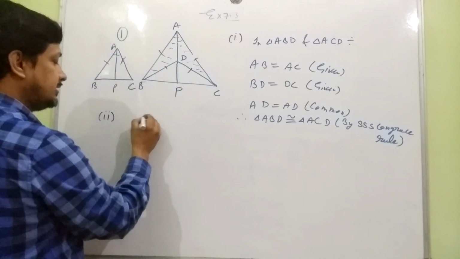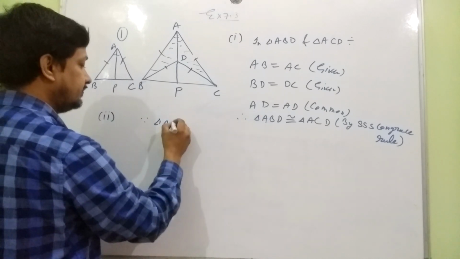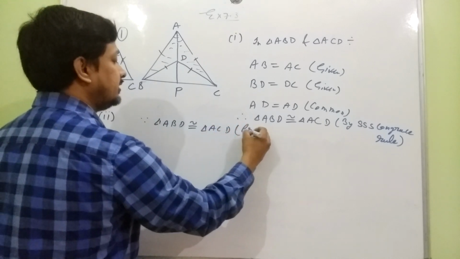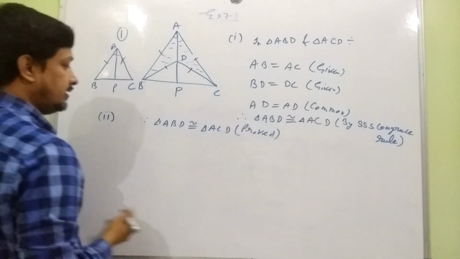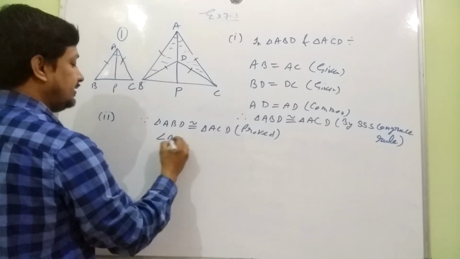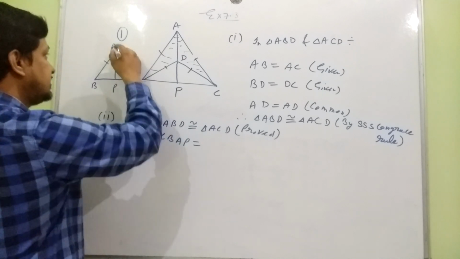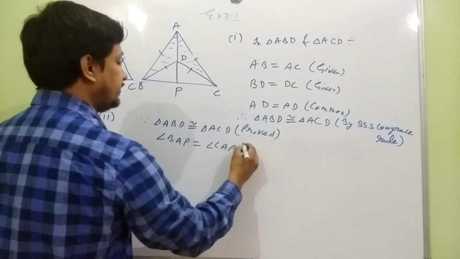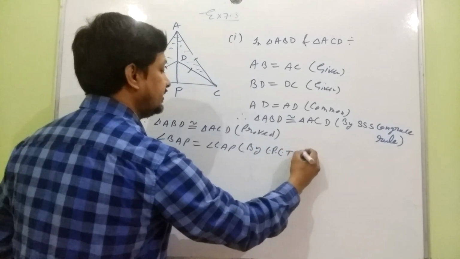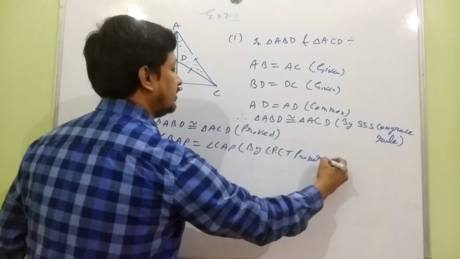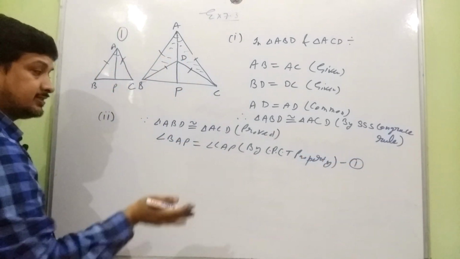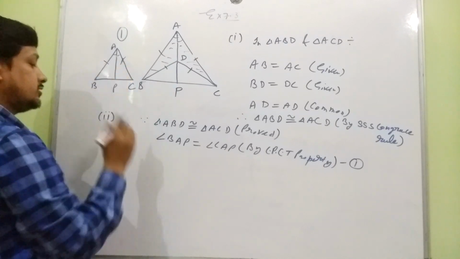Okay, so we will write, since triangle ABD is congruent to triangle ACD, from where it is proved by us, so we can say this angle BAP is equal to angle CAP. It is by CPCT property. So let us consider it as equation number 1. We have arranged this. Now we are ready to prove these triangles to be congruent.